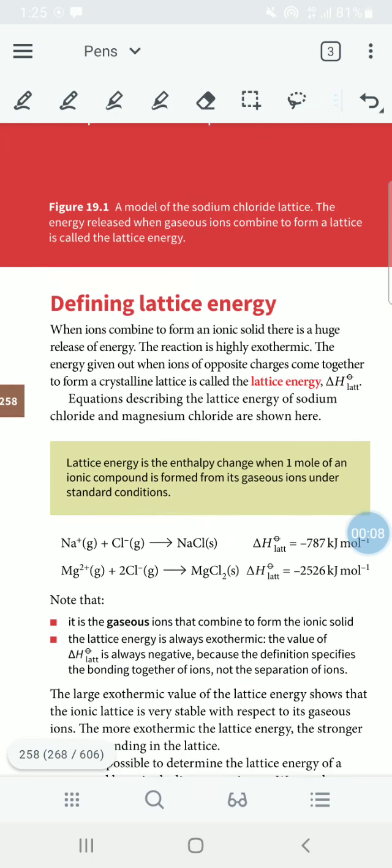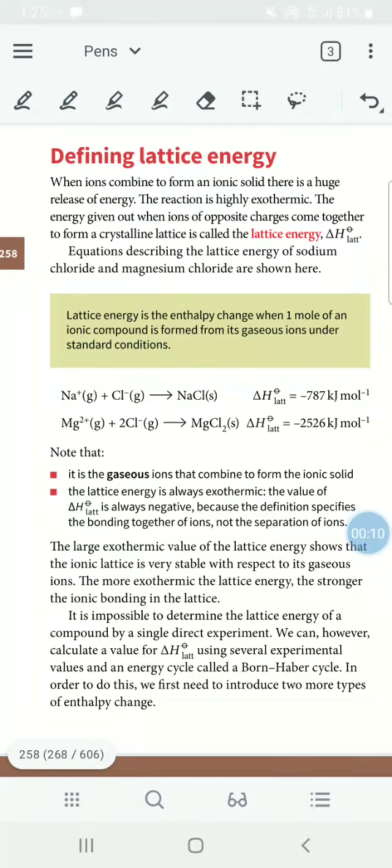Now when chemical reactions take place, there is a change in energy content. So we have categorized them, depending on whether they give out energy or take in energy, as exothermic and endothermic chemical reactions. When ions combine to produce an ionic solid, there is a release of energy.